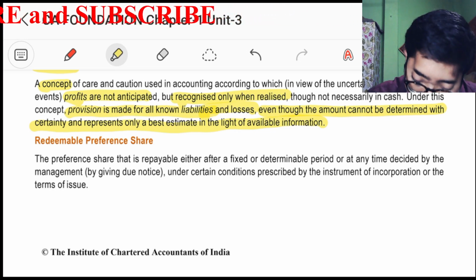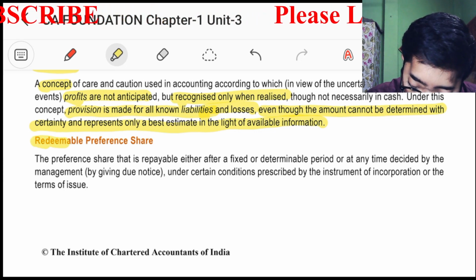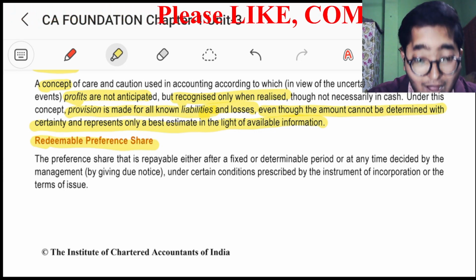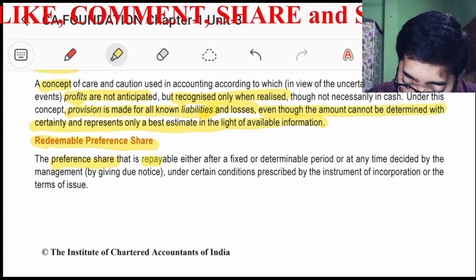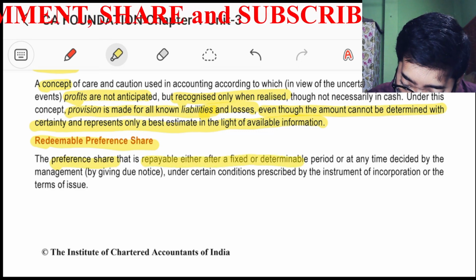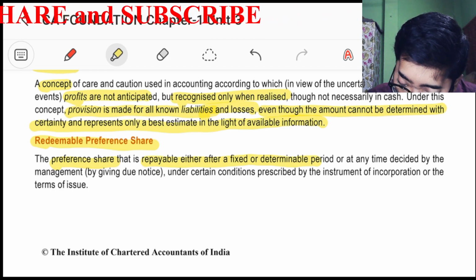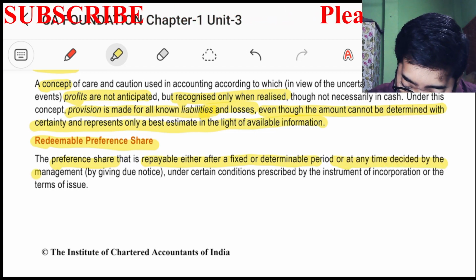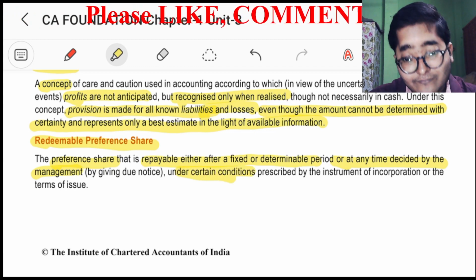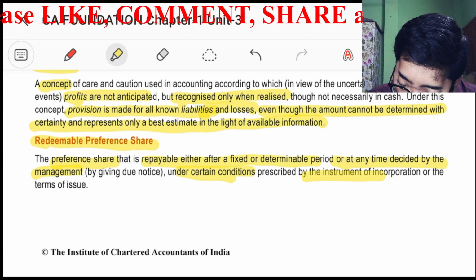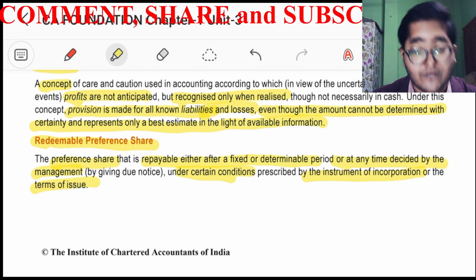So, according to the study material, redeemable preference shares are preference shares that are repayable either after a fixed or determined period or at any time decided by the management under certain conditions prescribed by the instrument of incorporation or terms of issue.